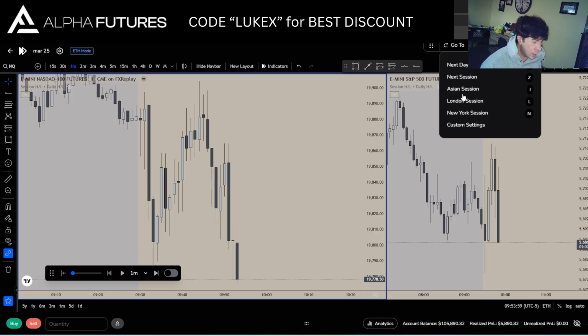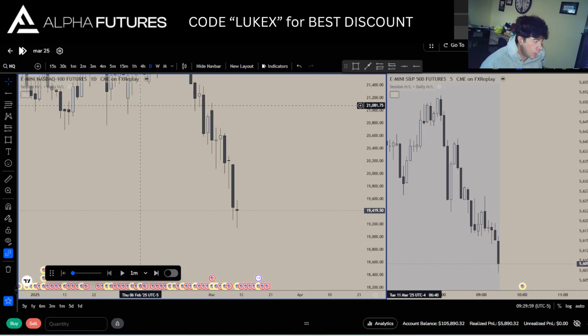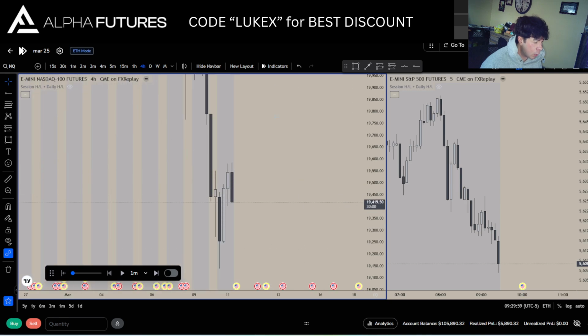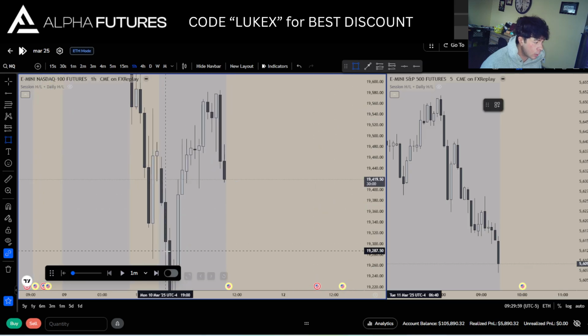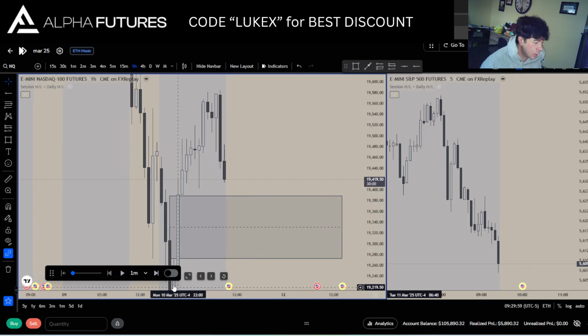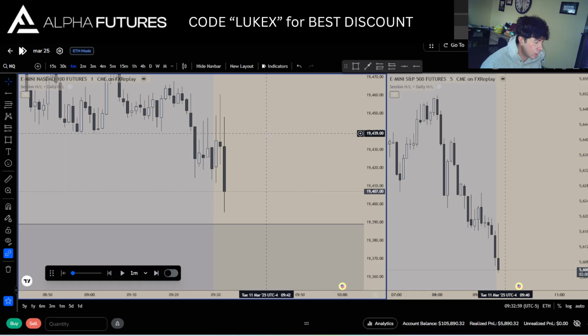Let's go to the next day and see what we're working with here. Swept out the previous day low. 4 hour is respecting out of a 4 hour gap. We have a 1 hour gap over here that we could potentially see price come into. I kind of want to just see price trade into that before I even do anything.